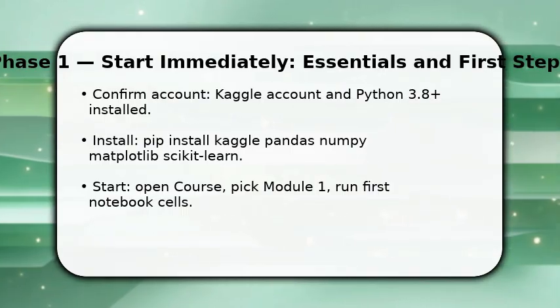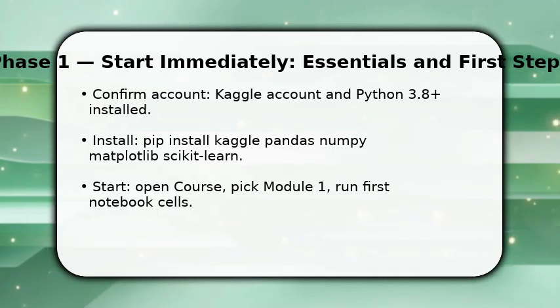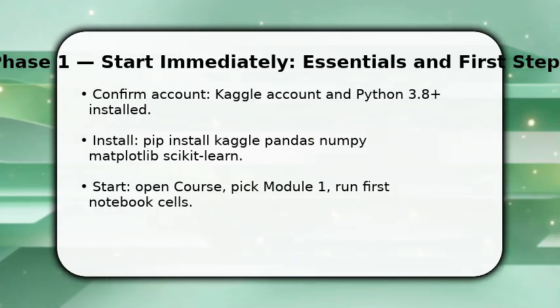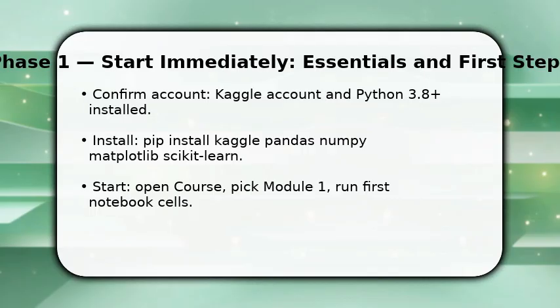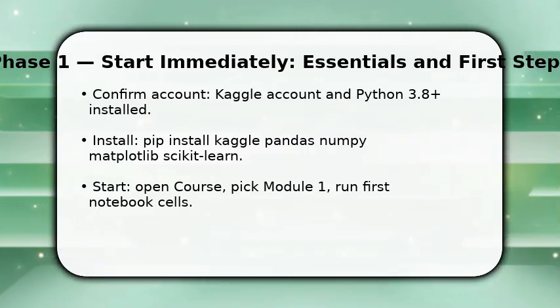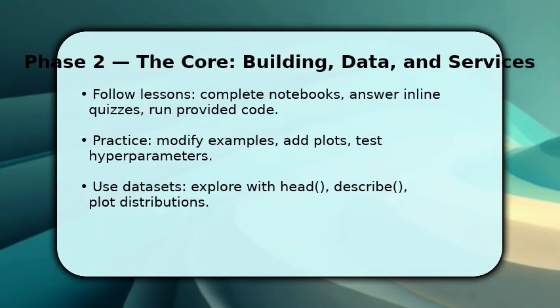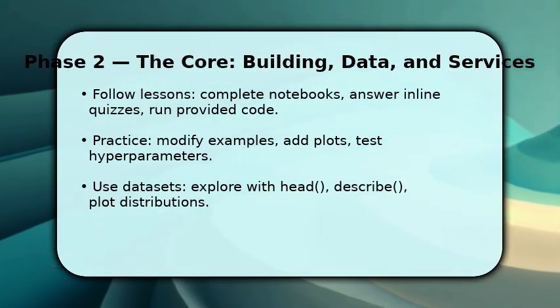Then open the course, select Module 1, and run the first notebook cells to confirm kernels execute. This immediate feedback shows where errors will appear, so fix them before moving on. It saves time later. You now move into the middle of the course where doing matters more than reading.